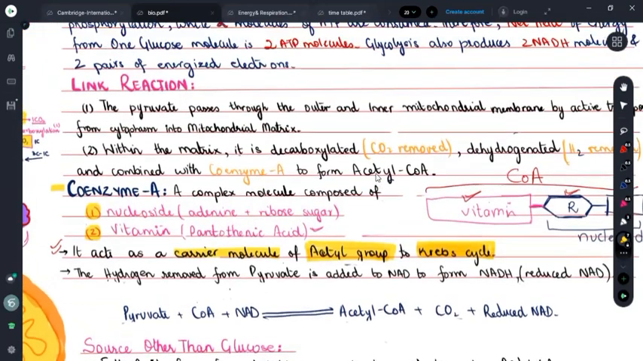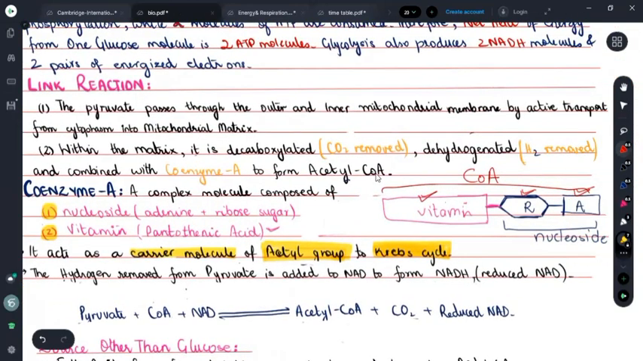Now, summarizing linked reaction. Linked reaction, first of all, the pyruvate passes through the outer and the inner mitochondrial membrane via active transport from cytoplasm into the mitochondrial matrix. It has been formed in the process of glycolysis, which takes place in the cytoplasm, and then it enters matrix so that it can take part in link reaction.